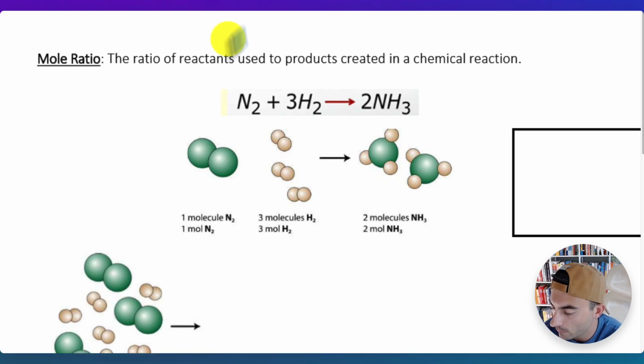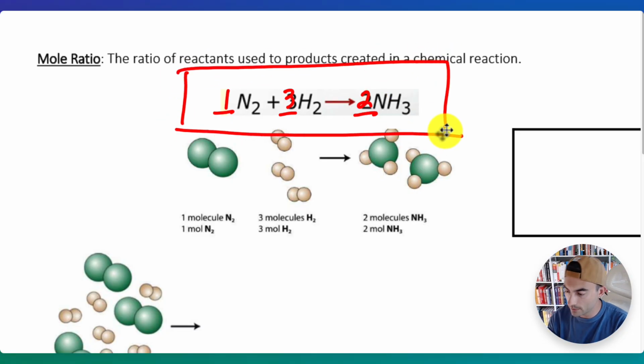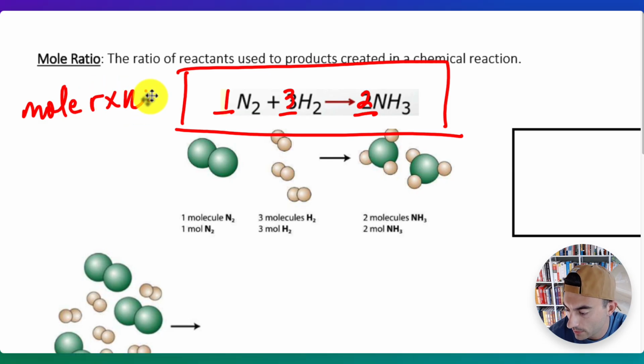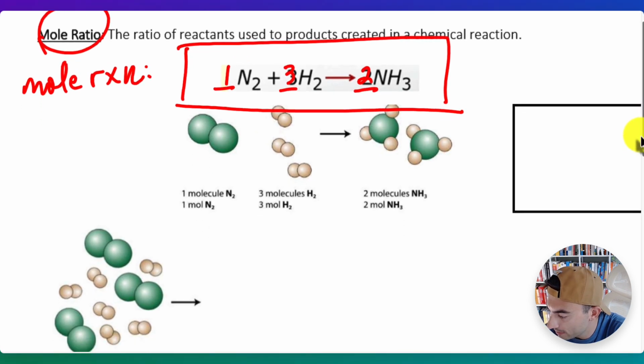So as an example, if we balance this equation 1 to 3 to 2, this is telling us that every time this reaction runs in full, one full run through, 1 mole of nitrogen is going to react with 3 moles of hydrogen to produce 2 moles of ammonia, 2 moles of NH3. So this is what we call our standard mole reaction. It's a balanced chemical equation that gives us the mole ratio. And we can answer questions with this.